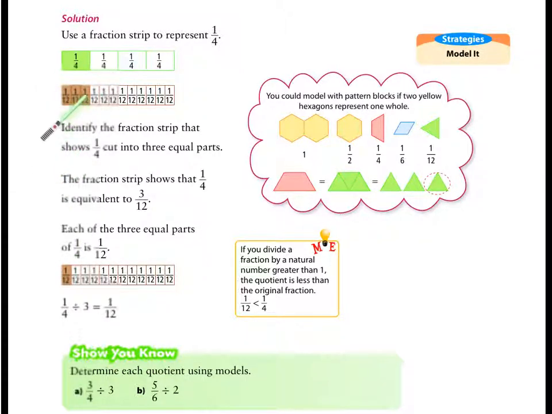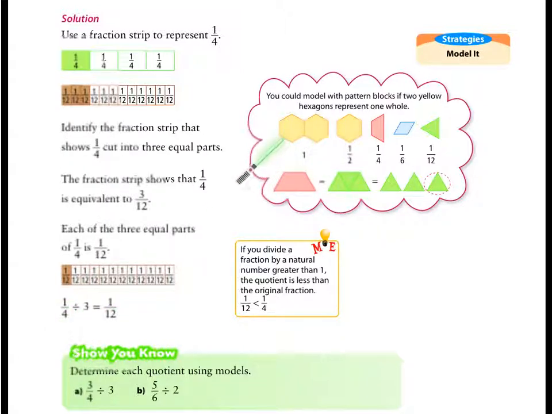Because remember, if you put down the answer 3/12, like it says here, you're actually just saying 1/4 because those are the same thing. So the answer to the question is the value of one of these slivers, which again is 1/12.